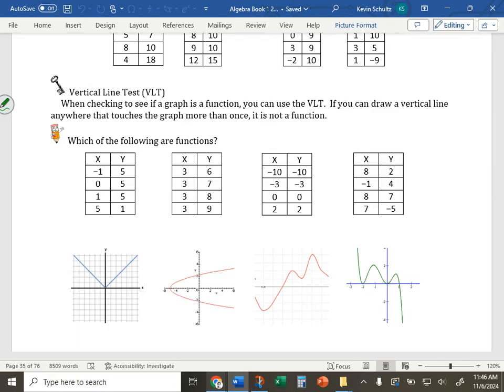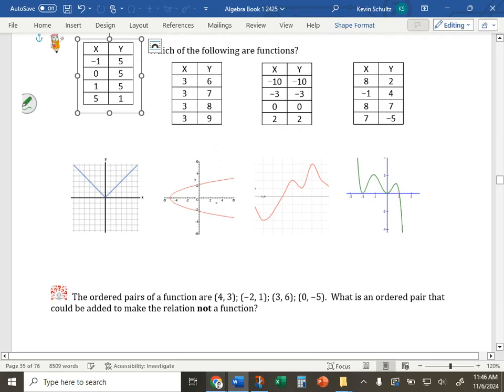We'll just go right through the line here. Is this first table a function? Everyone, yay or nay? Is this a function? Yay! X does not repeat itself. Therefore, it is a function.